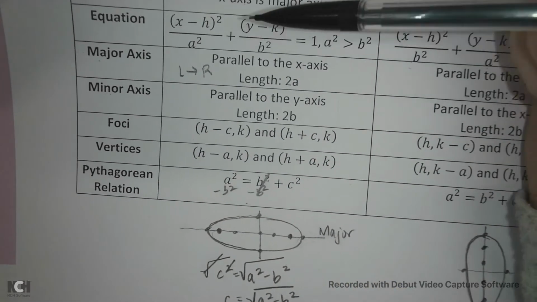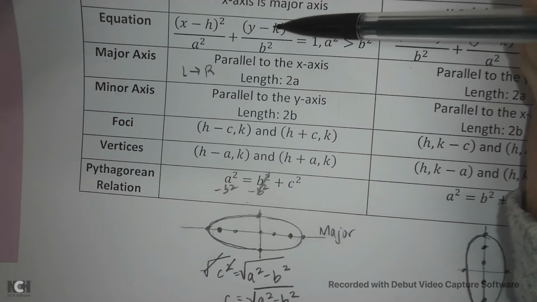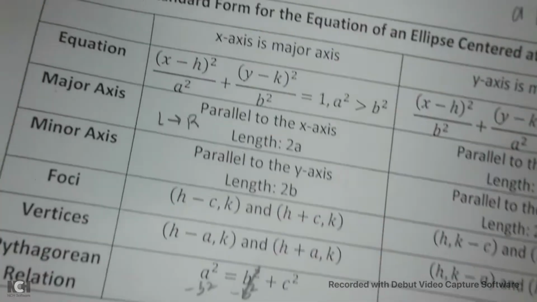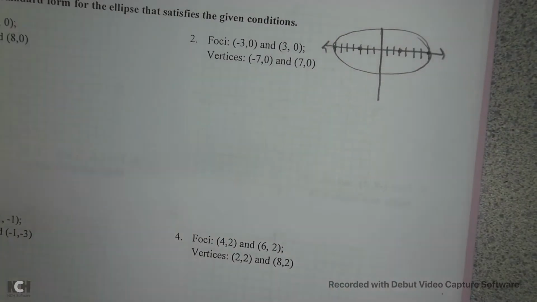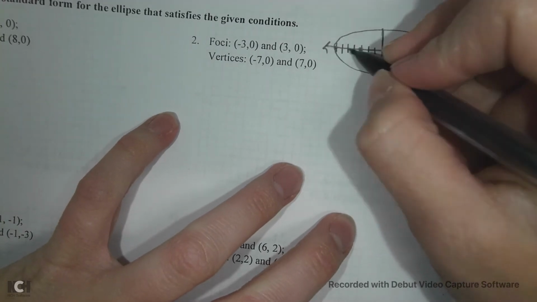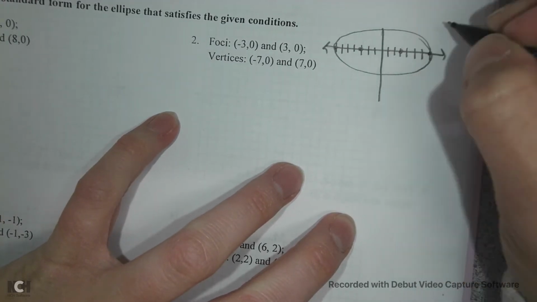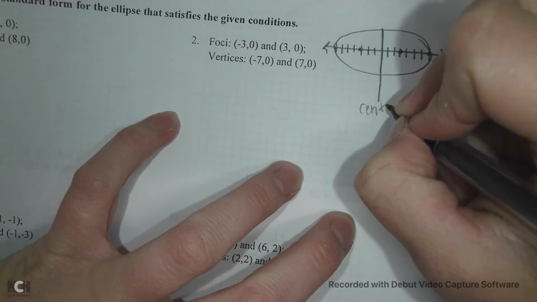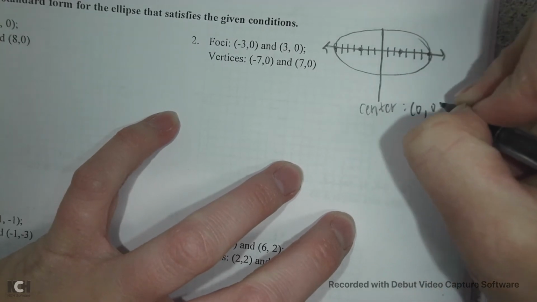So the next thing we need to figure out are our H and K, which is our center, and our A and our B. So we're going to figure out our H and our K, our center. It's halfway in between the two vertices, and this one's easy because we go 7 this way and 7 this way, so halfway in between our center is at 0, 0.